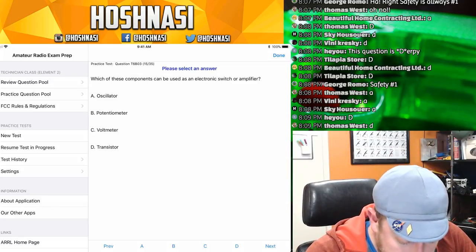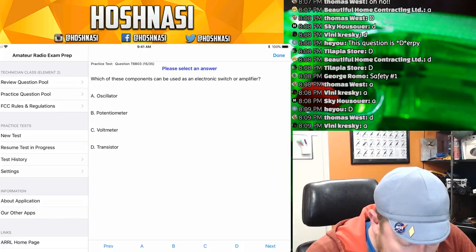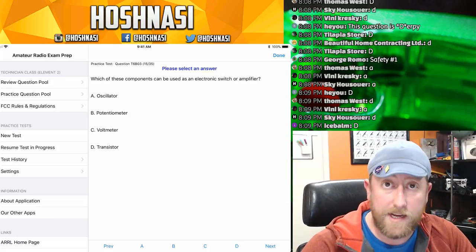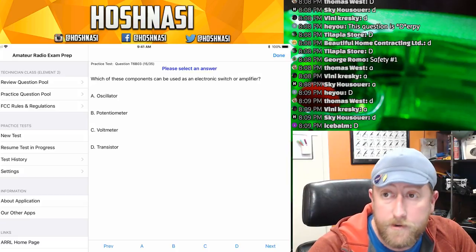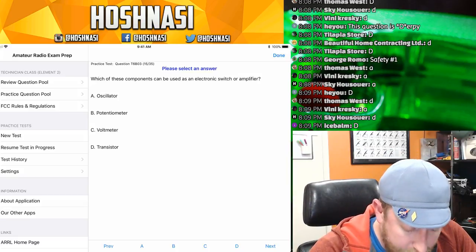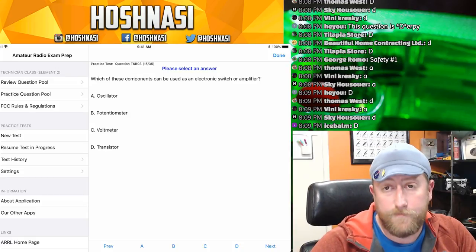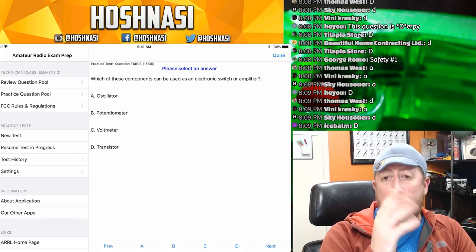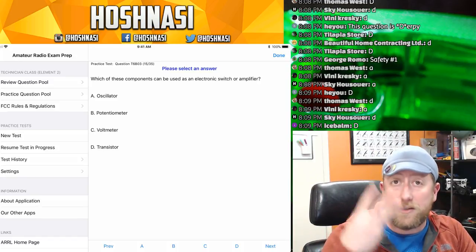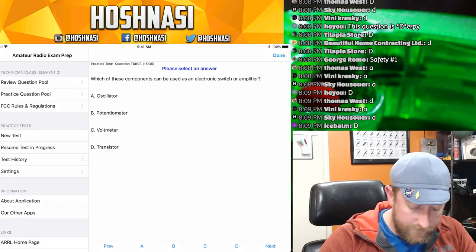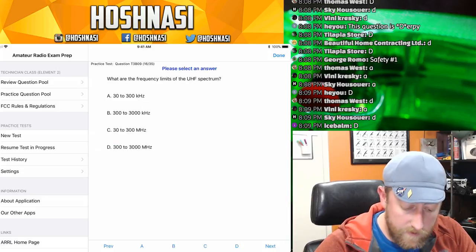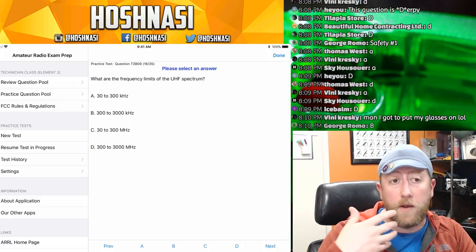Which of these components can be used as an electronic switch or amplifier? An electronic switch, an oscillator, a potentiometer, a voltmeter, or a transistor? So a switch or amplifier, switch implies that there's multiple paths. Every one of those but D has two paths into them, D. And I already mentioned that transistors are also used as amplifiers. That's why we went away from vacuum tubes.